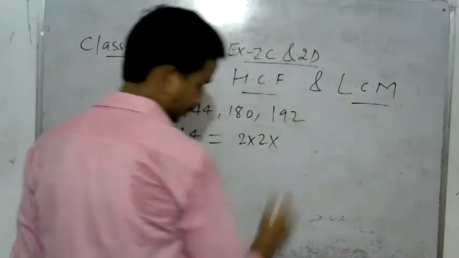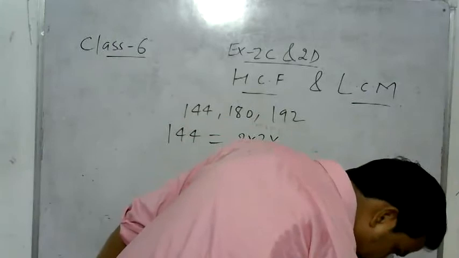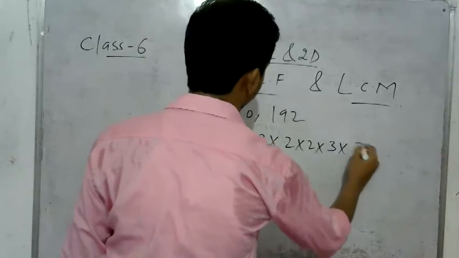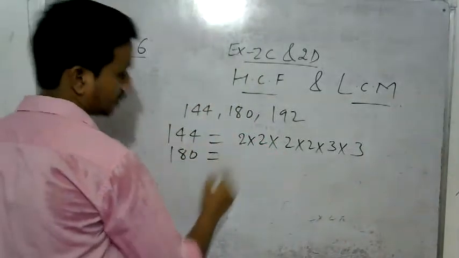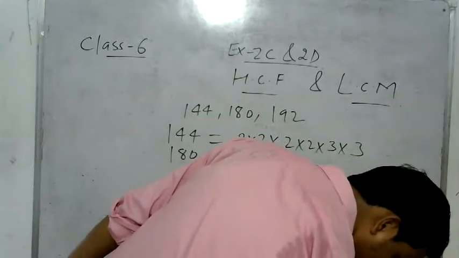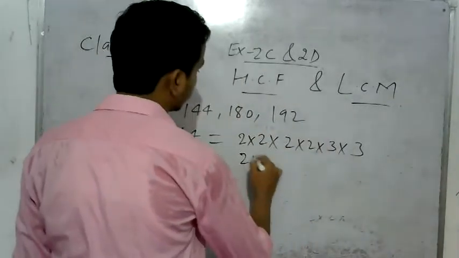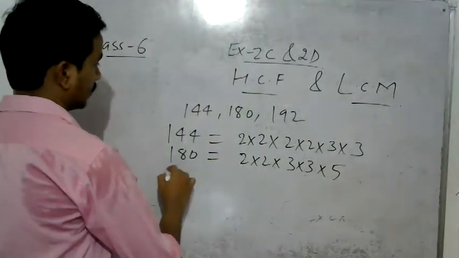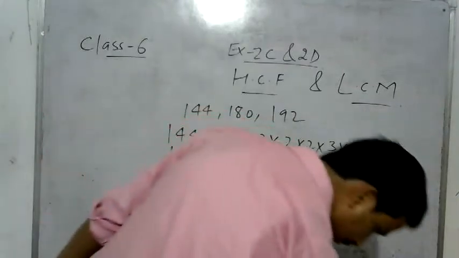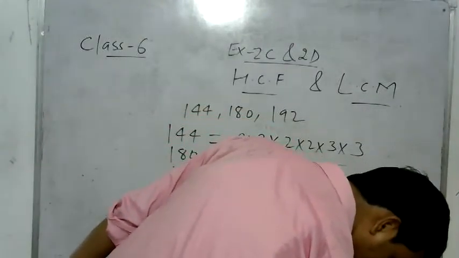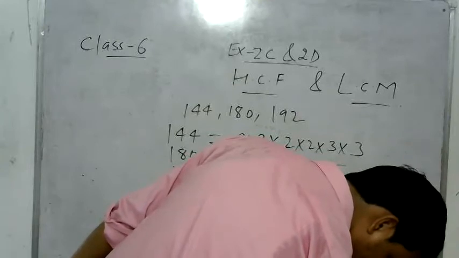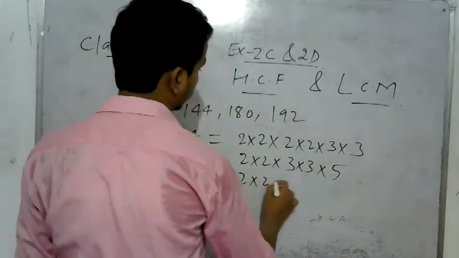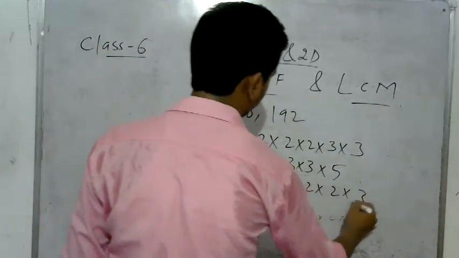With the prime factorization method, when you find the prime factors of 144, it will be 2 into 2 into 2 into 2, 4 times, into 3 into 3. This is the prime factorization. The prime factors of 180 will be 2 into 2 into 3 into 3 into 5. And the prime factors of 192 will be 2 into 2 into 2 into 2 into 2 into 2 into 3.